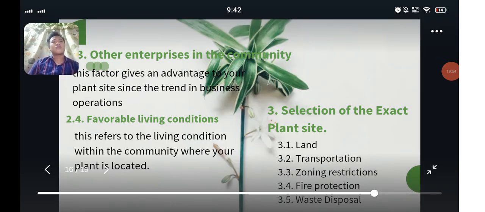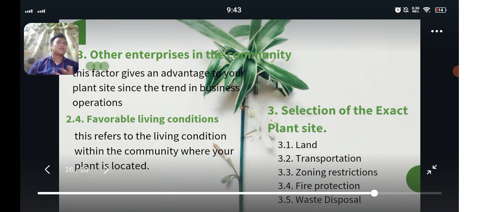Then the last one, number three, selection of the exact plant site. There are land, transportation, zoning restriction, fire protection, and waste disposal. Land is the most important factor for potential expansions, parking, and sustainability for the type of building.